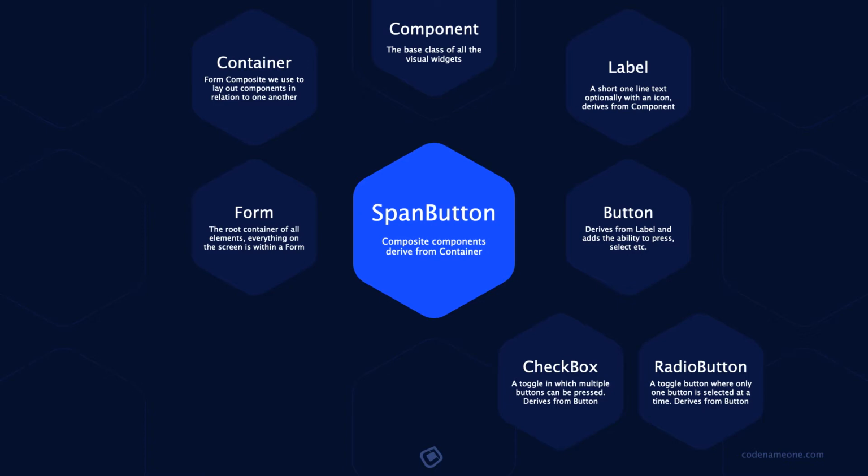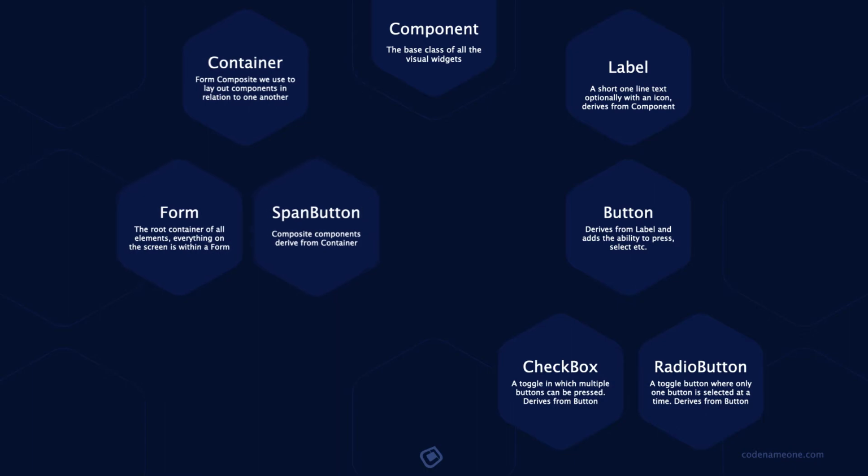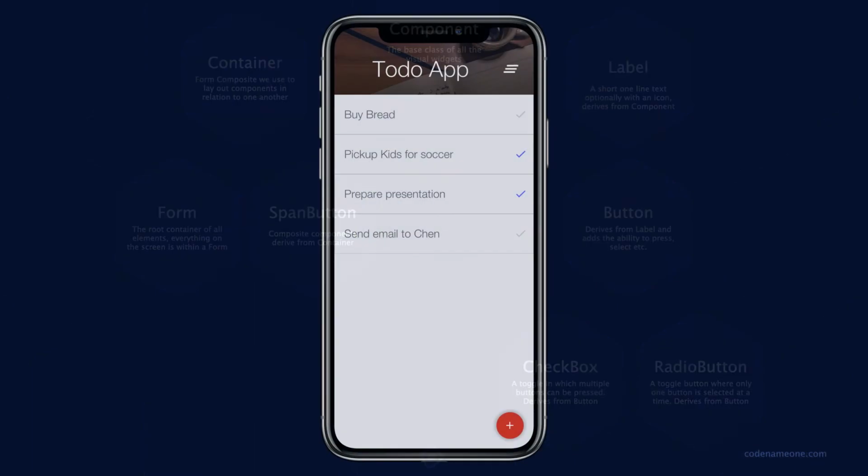Finally, I want to talk about span button, which isn't a really important class on its own, but rather a concept. Span button is a button that can span more than one line of text. It derives from container and includes a text area and a button, but acts as a button. This makes it feel like a button, but it doesn't share the same component hierarchy as a button. With that very basic overview, let's continue.